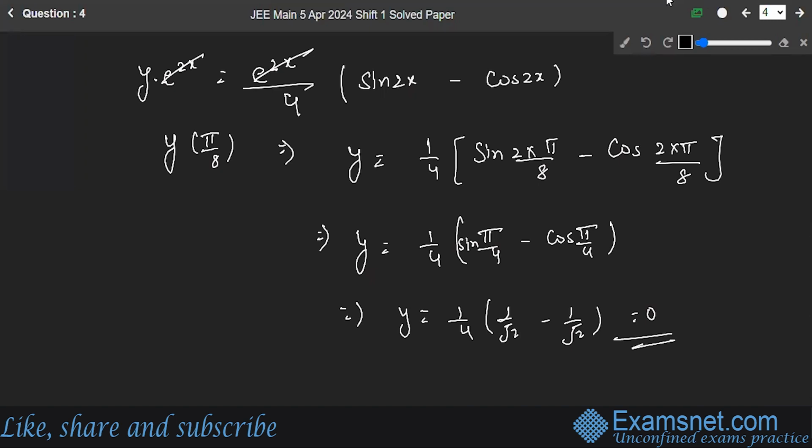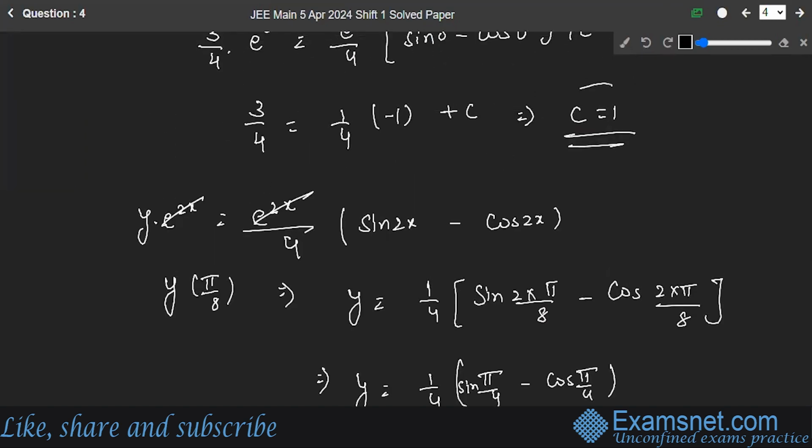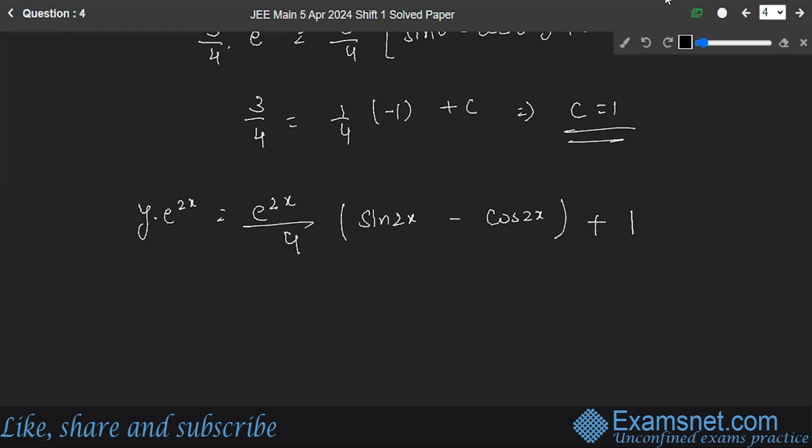There is a correction in the sum. I made a mistake. There was c is equal to 1, so here it was supposed to be plus 1 for this c. Now this whole question will change. So now let's start the question from here once again.